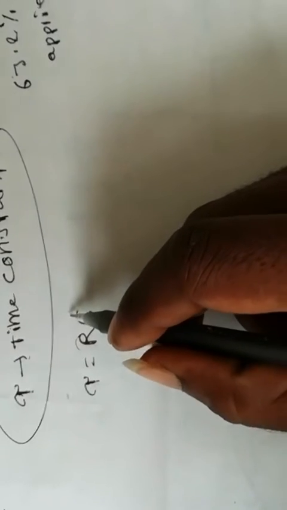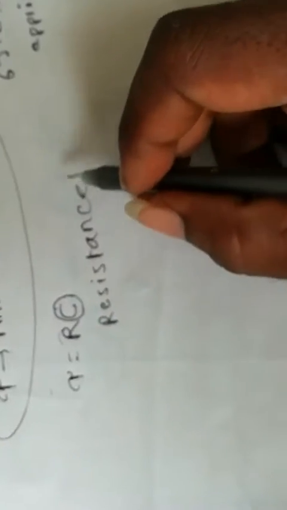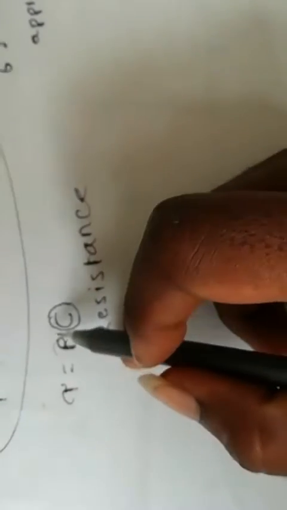In modern fan regulators, the capacitance is a fixed capacitor, but what we can vary is the resistance. We can vary the resistance by turning a small knob, which is called a potentiometer. If resistance increases, tau, the time constant, also increases. If resistance decreases, the time constant also decreases.